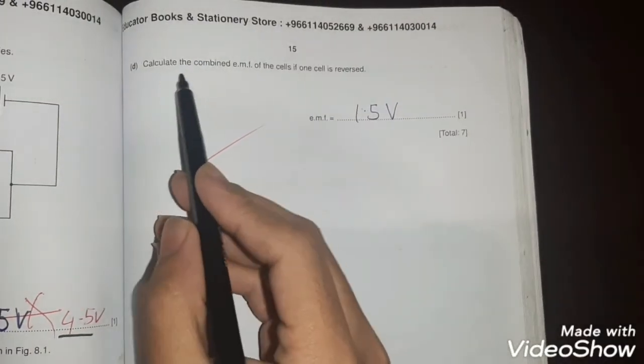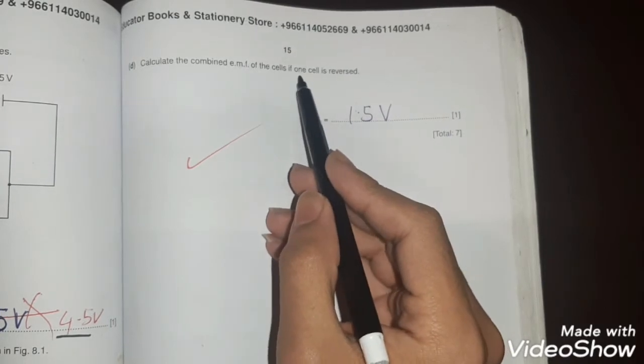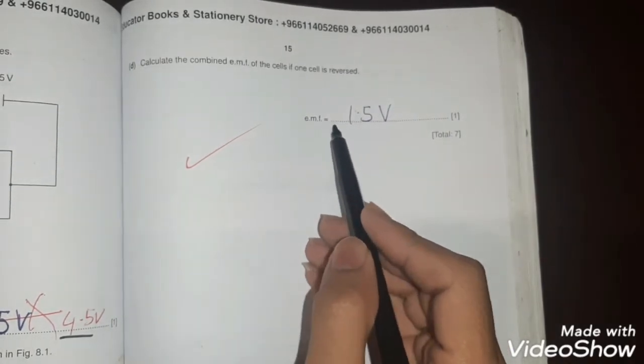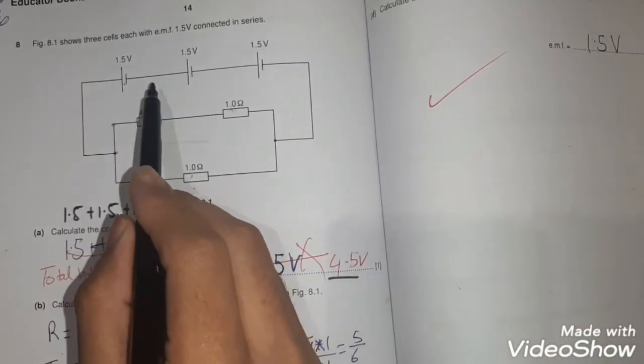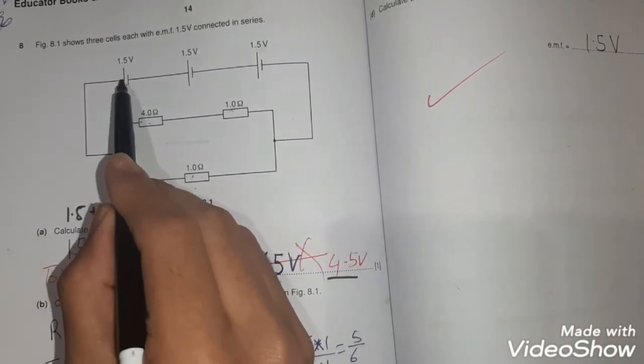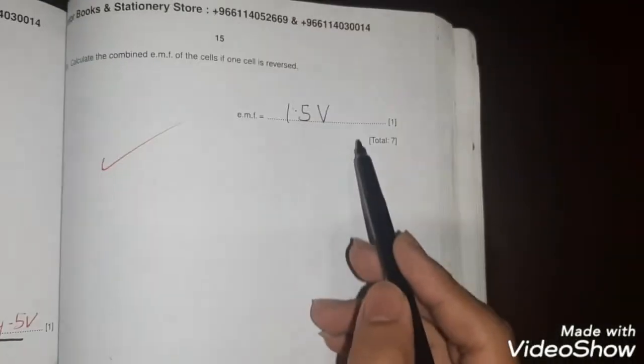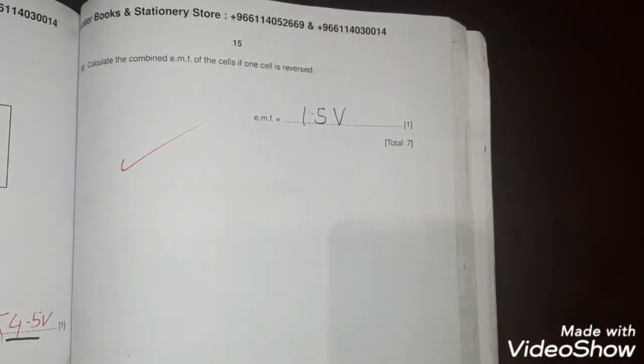Question D states calculate the combined EMF of the cells if one cell is reversed. So the combined EMF is 1.5 volts, because if one cell is reversed, that's the EMF that is being used in the whole circuit then. So it will be 1.5 volts.